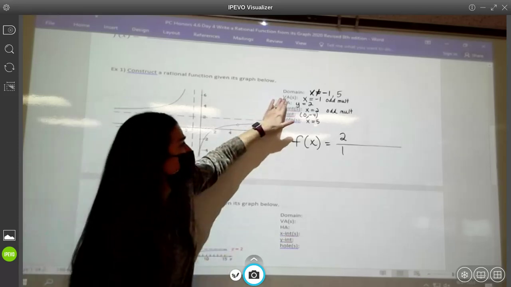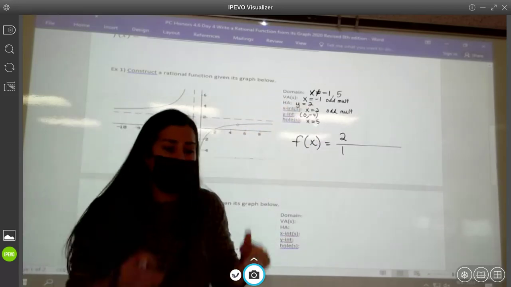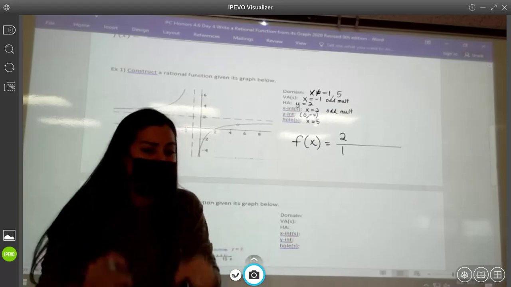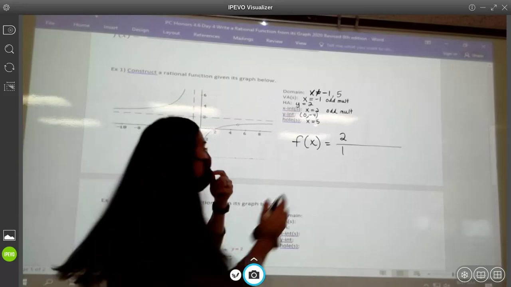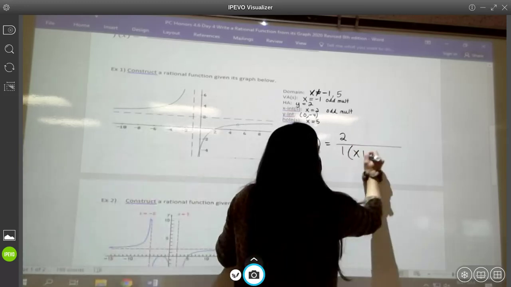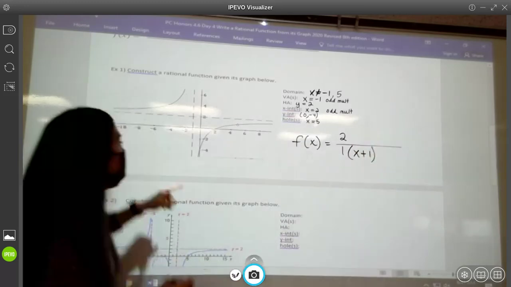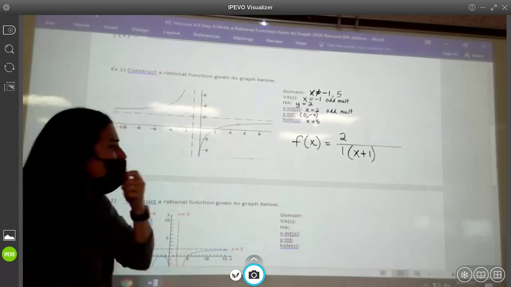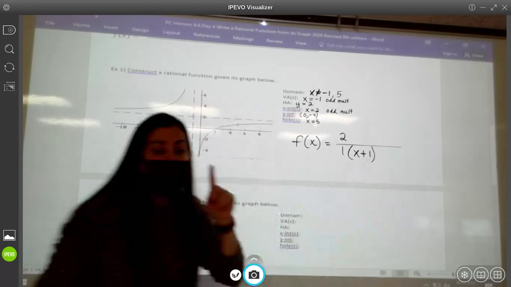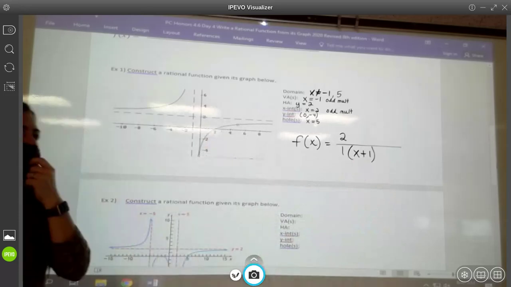If I had a VA at x equals -1, then I must have had a factor of x plus 1 in my denominator that told me that's going to be a VA. So I definitely need a factor of x plus 1. And since you had that odd multiplicity here, they're going to opposite infinities, I know it's just a factor of 1. It doesn't have to be squared or anything like that.